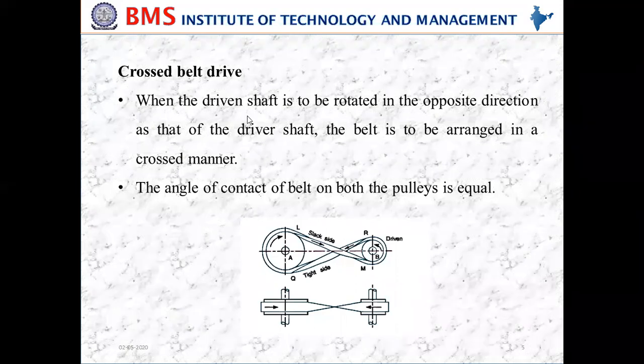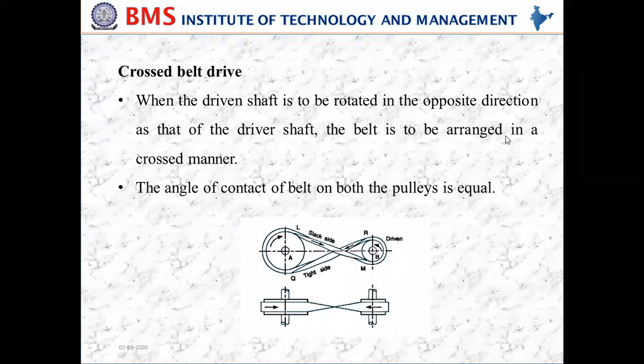In the cross belt drive, the direction of the driver pulley and the driven pulley is opposite. So depending on the requirement, when you want to rotate in the opposite direction or in the same direction, I can go for the cross belt drive or the open belt drive. In the case of the cross belt drive, the driven shaft is rotated in the opposite direction to that of the driver shaft.